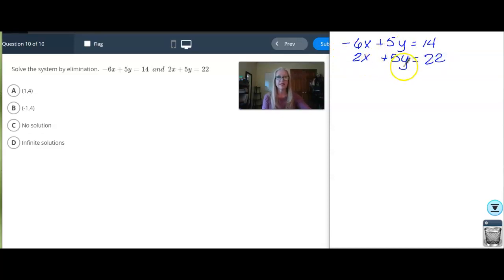Now, clearly I have matching terms here. I have a perfect match. So I'm going to need to multiply something by a negative 1. Let's do the top one this time. If I change all the signs in the top one, that gives me a positive 6x, a negative 5y, and a negative 14. Now I can just add them together because I'm so good at that. 6x plus 2x is 8x. The y's are gone. And 22 minus 14 is 8.